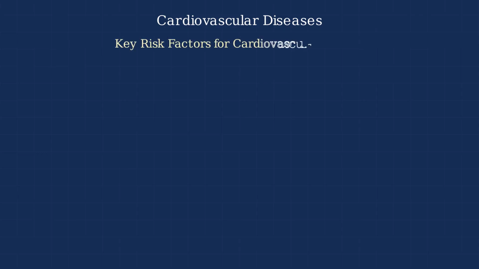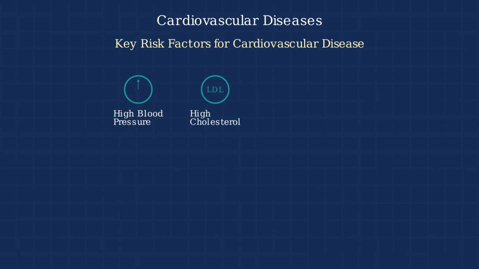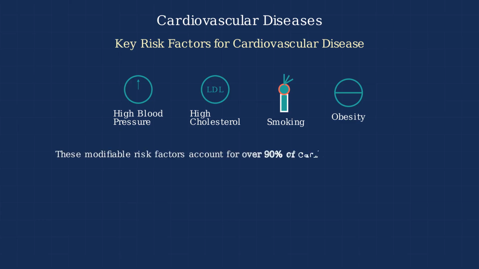Several key risk factors increase the likelihood of developing cardiovascular diseases. High blood pressure puts stress on artery walls, making them more susceptible to damage. High cholesterol leads to plaque buildup in blood vessels. Smoking damages blood vessels and reduces oxygen in the blood. And obesity increases strain on the heart and is linked to high blood pressure and diabetes. These modifiable risk factors account for over 90% of cardiovascular disease risk.